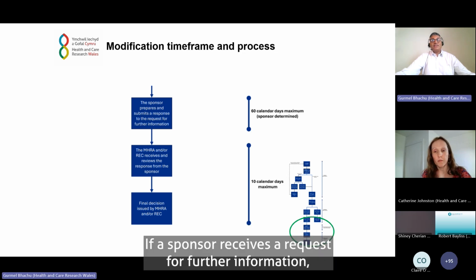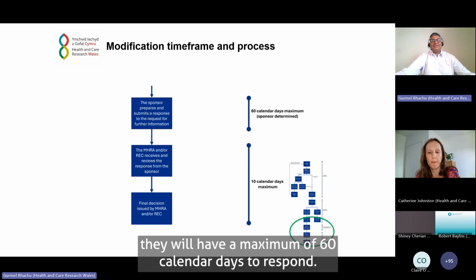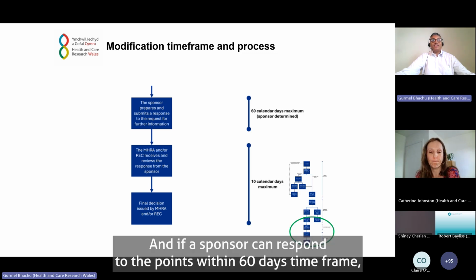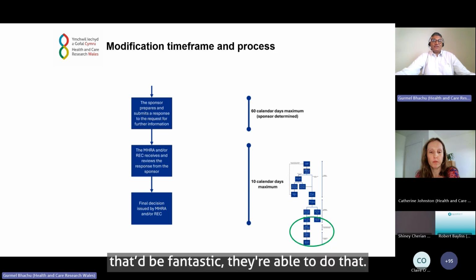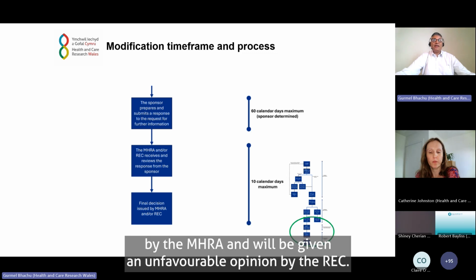If a sponsor receives a request for further information, they'll have a maximum of 60 calendar days to respond. And if a sponsor can respond at any point within the 60-day timeframe, that'd be fantastic. They're able to do that. If they do not respond within the 60-day timeframe, the substantial modification request will not be authorized by the MHRA and will be given an unfavorable opinion by the REC.